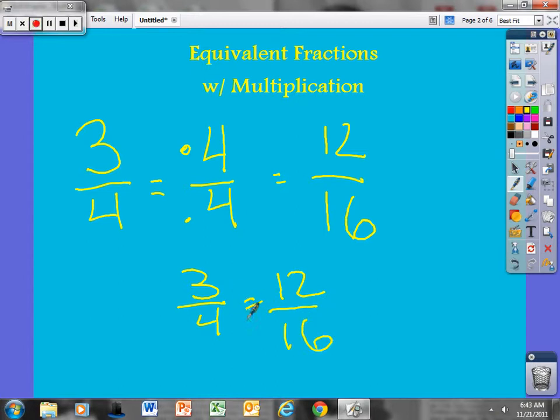These are the same. If you think about it this way too, what did I do to 4 to make it 16? I multiplied it by 4. Whatever I do to the bottom, I do to the top. 3 times 4 gives you 12. So these are equivalent fractions. They're equal to each other.